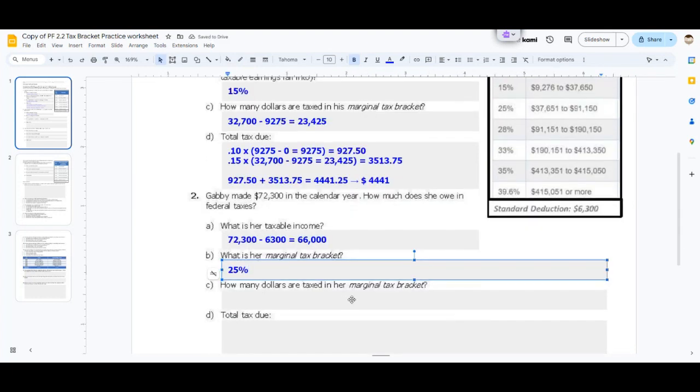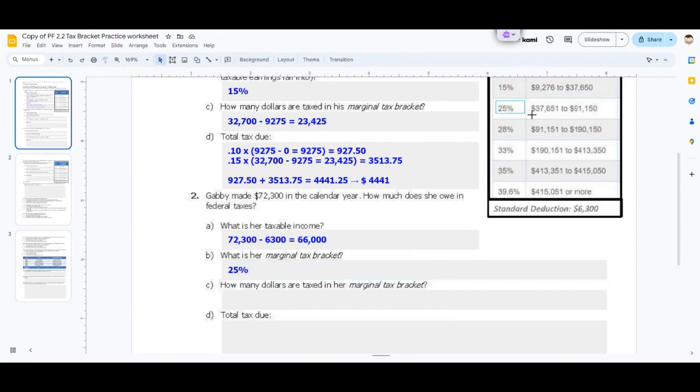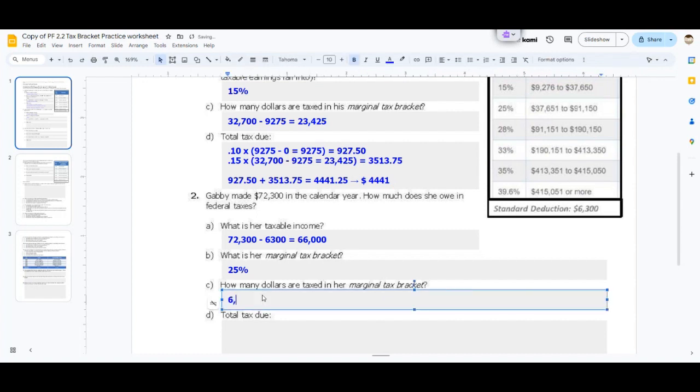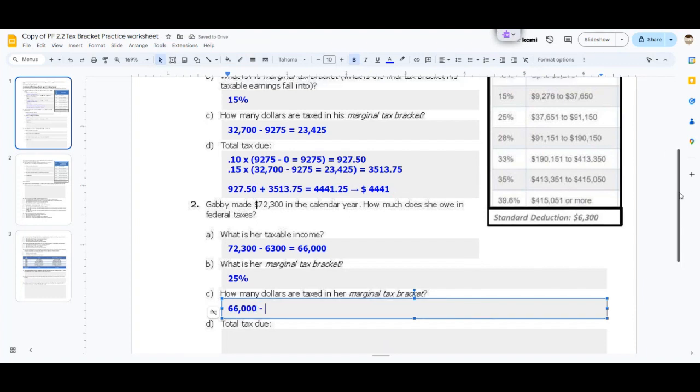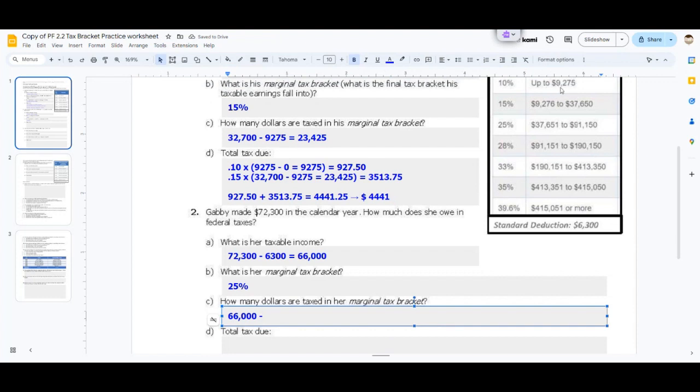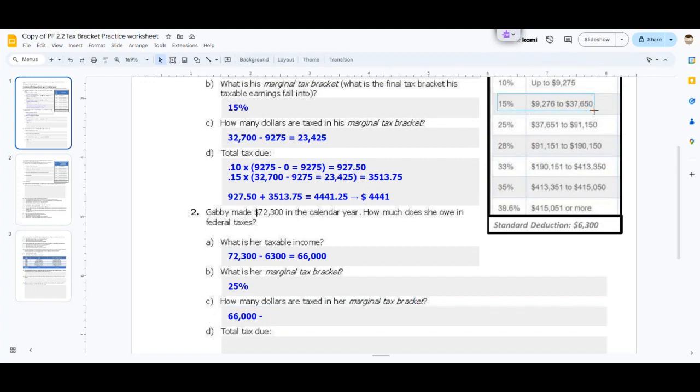How many dollars will be taxed within that marginal tax bracket? All right. So even though the bracket itself goes up to a maximum of 91,150, she didn't earn that much in taxable earnings. So we need to stop at her last taxable dollar, which was $66,000. All right. But now we need to subtract out any dollars that were taxed at a lower rate. So the first $9,275 were taxed at 10%. The next roughly 28,000 was taxed at 15%.